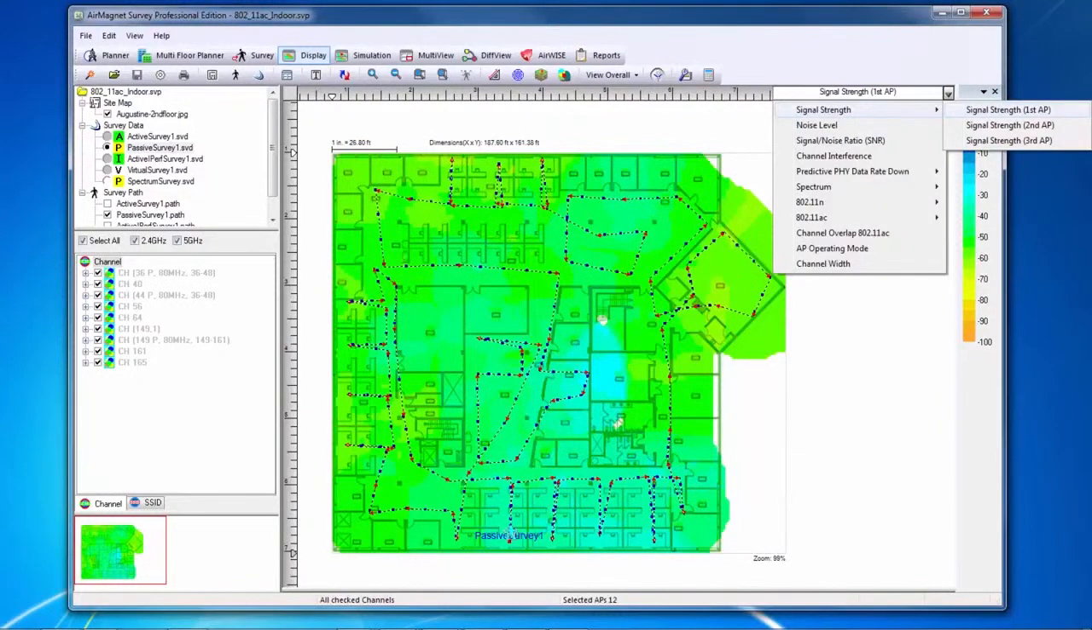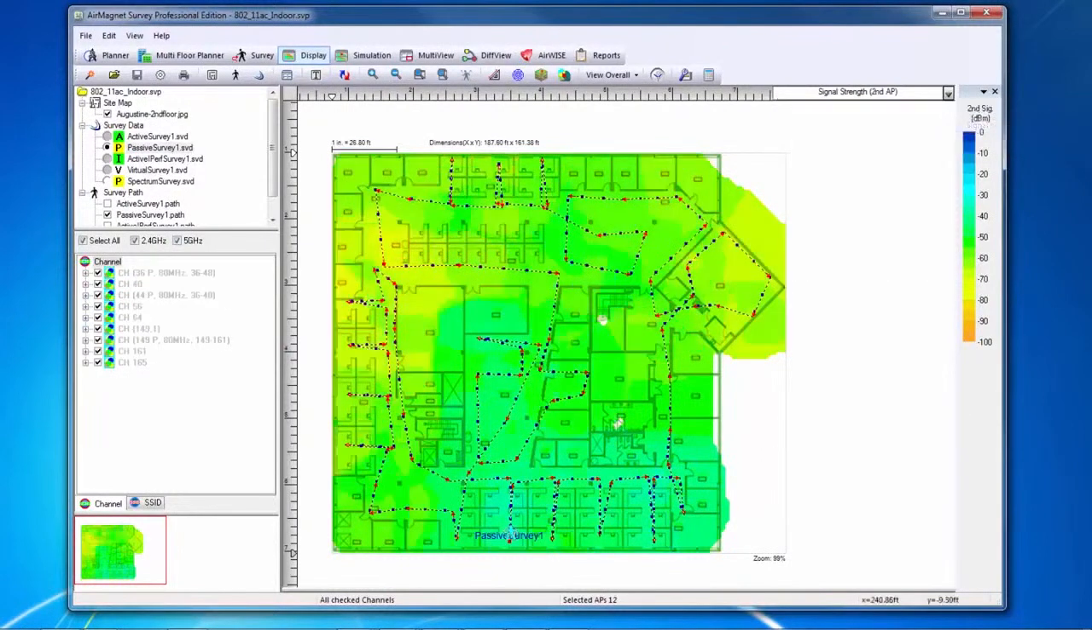Looking at the first AP signal strength heat map will show me the strongest access point heard at each location in dBm. If I choose second AP, I will see the signal strength for the second most loudly heard access point at each location. The same follows for the third.